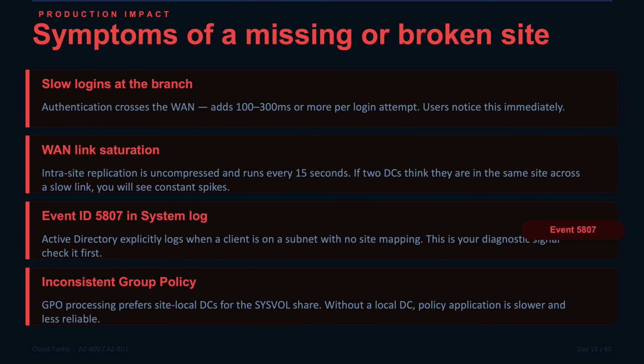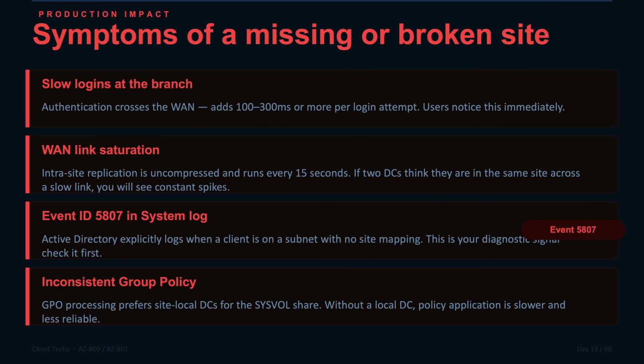Now let me walk you through what you will see when the sites are misconfigured, because these symptoms show up in production regularly and they are genuinely confusing until you understand the cause. The most visible symptom is slow logins. If a user in the branch is authenticating against the DC across a WAN link, every login is slow. Every mapped drive takes longer to connect. Every GPO takes longer to apply. Users will raise help desk tickets, and unless you know to look at site topology, it is hard to diagnose.